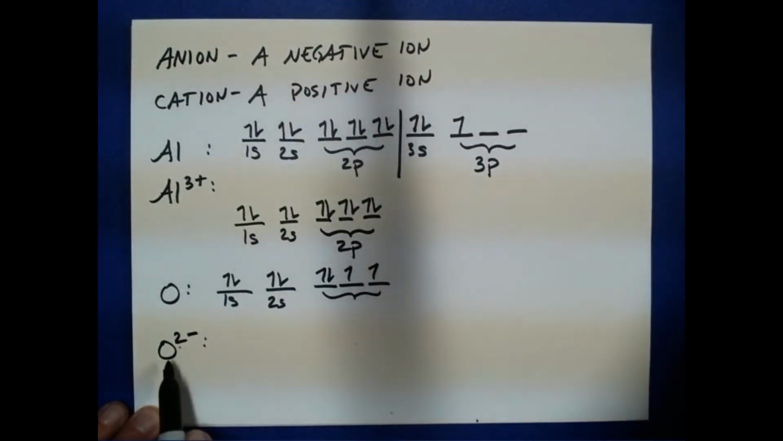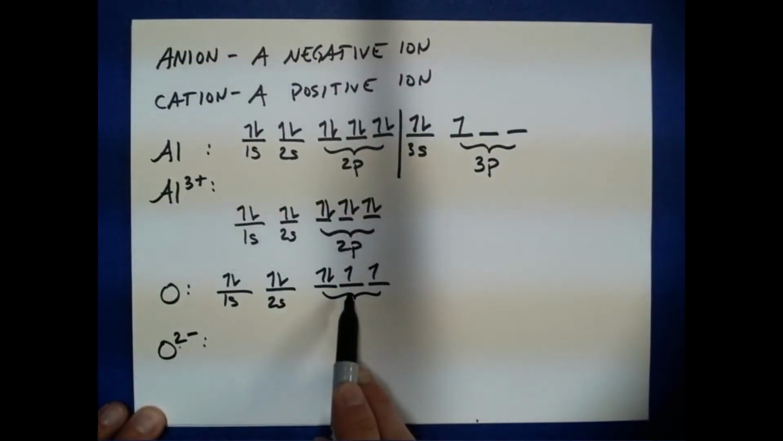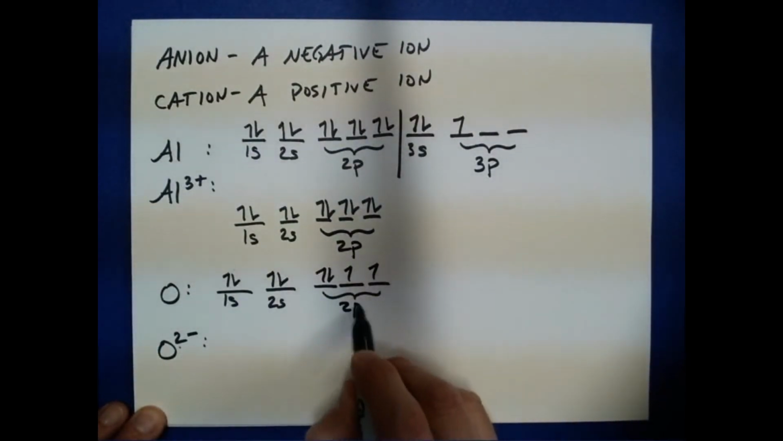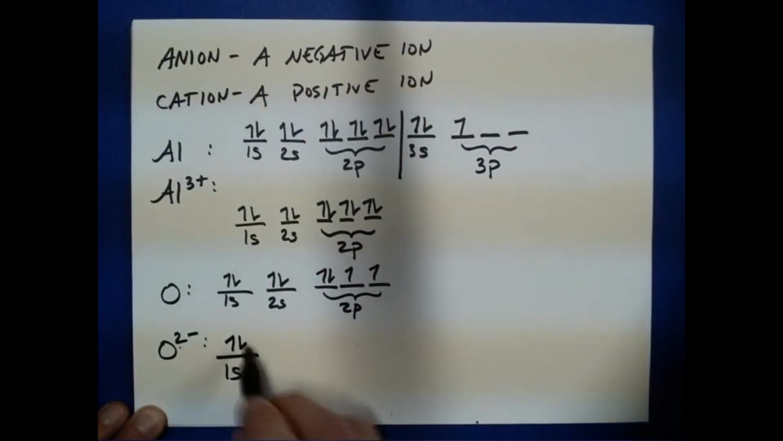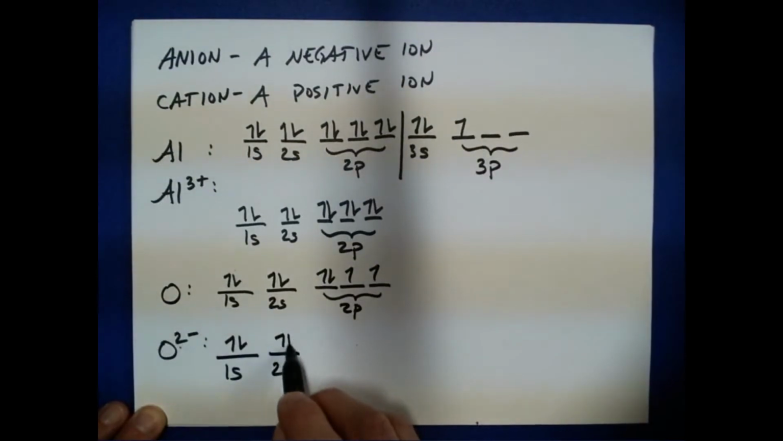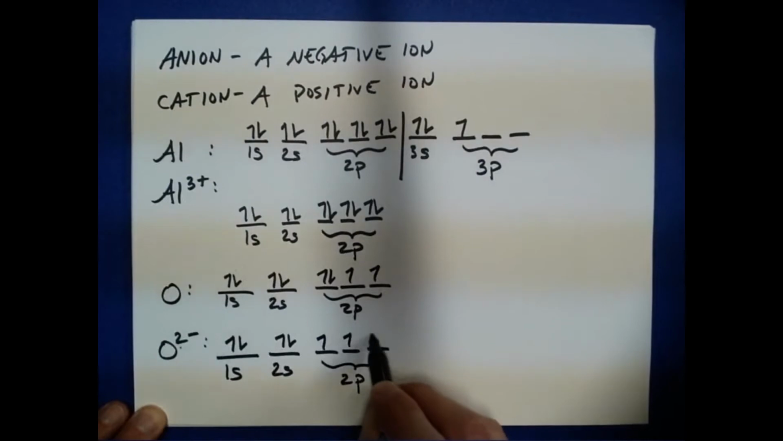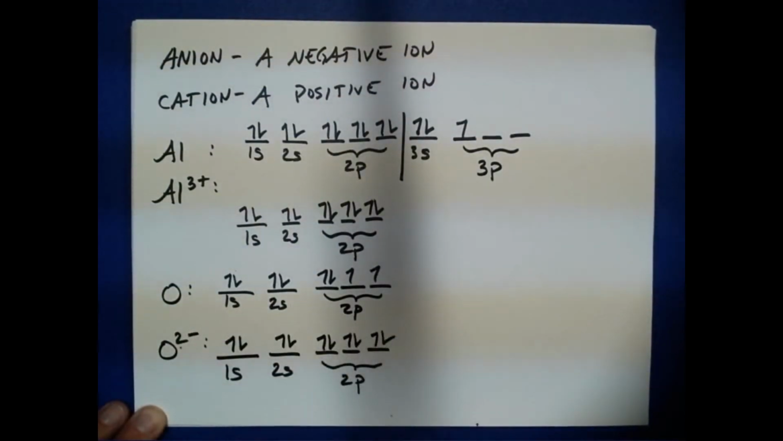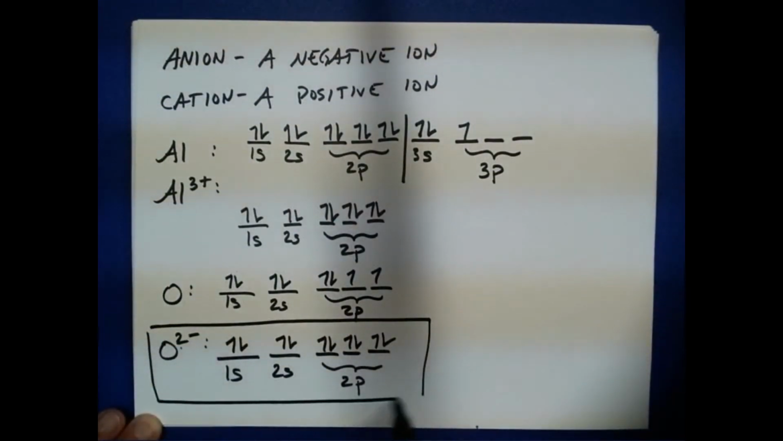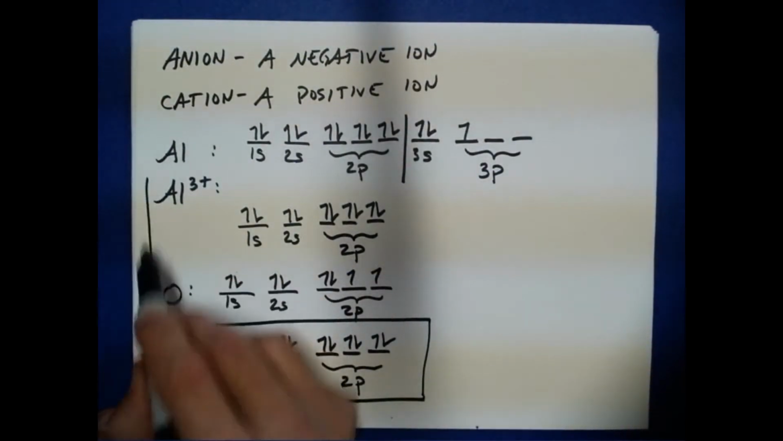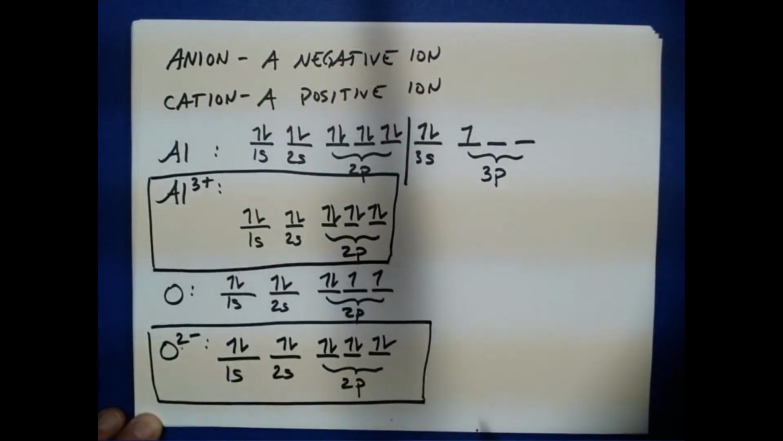If I want to make the oxide ion, I have to add 2 electrons, and that's pretty easy to see where they're going to go here. They're just going to go in here to the 2p, and they're going to fill this 2p subshell. So we'll just do 1s2, 2s2, and then it's going to be 2p6. And look at that. When we're done, we find that the electronic configuration for the oxide ion is going to be the same as the electronic configuration for the aluminum ion.